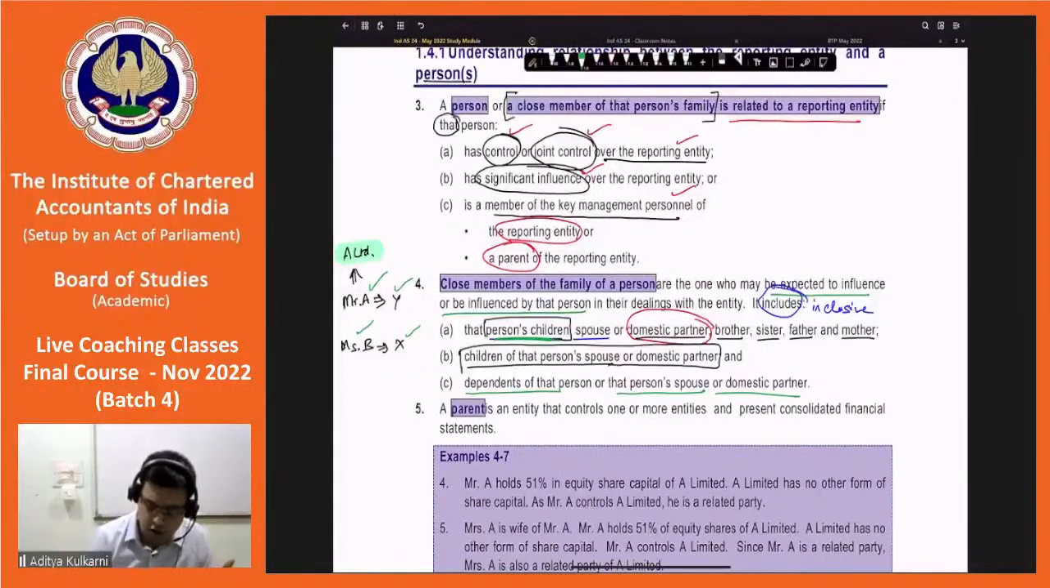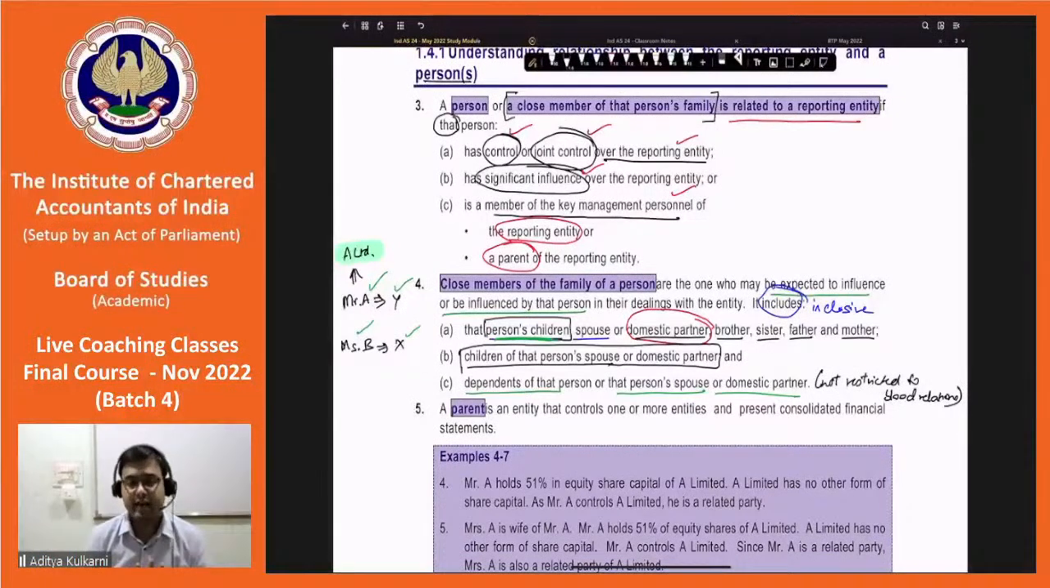Now, dependents, meaning who? It is not restricted to blood relations. It could be anyone. It could be a friend. It could be your grandparents. Anyone it could be. As long as they are dependent on that person or that person's spouse or that person's domestic partner, then those persons are also going to be known as close members of the family. And by that virtue, those persons also will be related to the company, to the reporting entity.